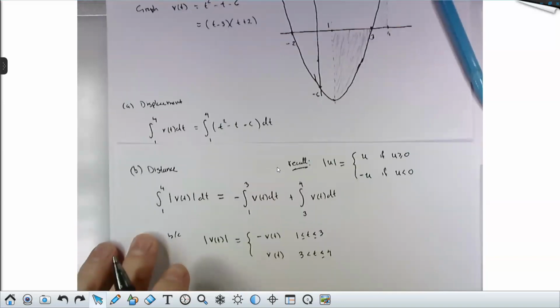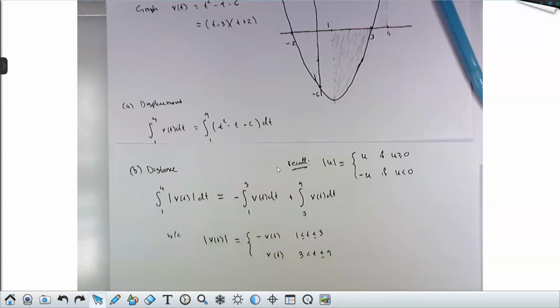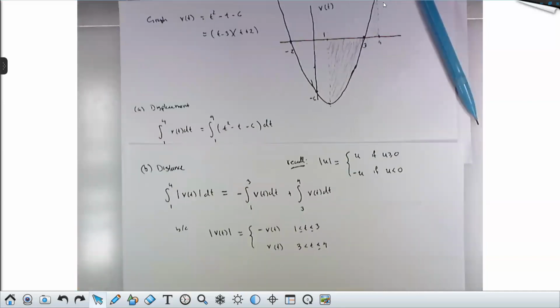Right? Because that's how v of t works. This is why we needed the graph. We needed the graph to tell us where v of t is positive and negative. There's other ways to do this, but the graph is the simplest one. So this negative from 1 to 3 gives me this negative. And then the fact that v of t is positive from 3 to 4, I just do this. So we compute these integrals.